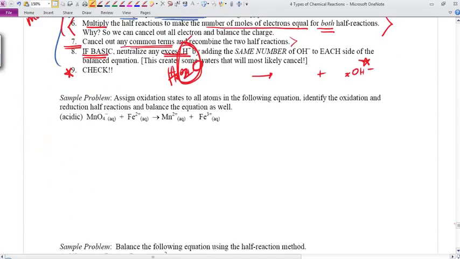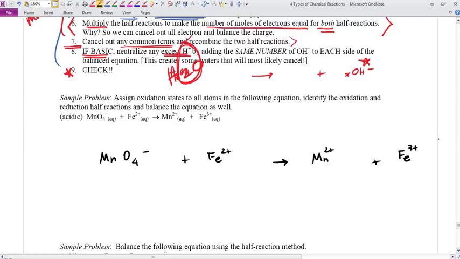So shall we? Shall we try a sample problem? I think we shall. Assign oxidation states to all the atoms in the following equation, identify the oxidation and reduction half reactions, and go ahead and balance it. So, MnO4 minus, I have to get it down here nice and big so I can write all over it, plus iron 2 plus ion, gives me a manganese 2 plus ion and an iron 3 plus ion. It looks weird already because there's O's on the left and no O's on the right. But that's okay, we'll fix that.